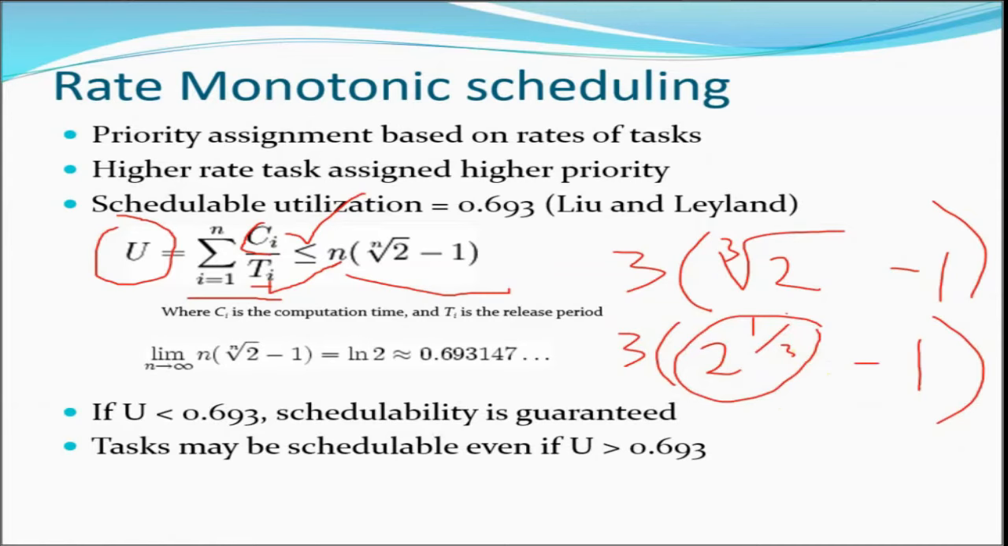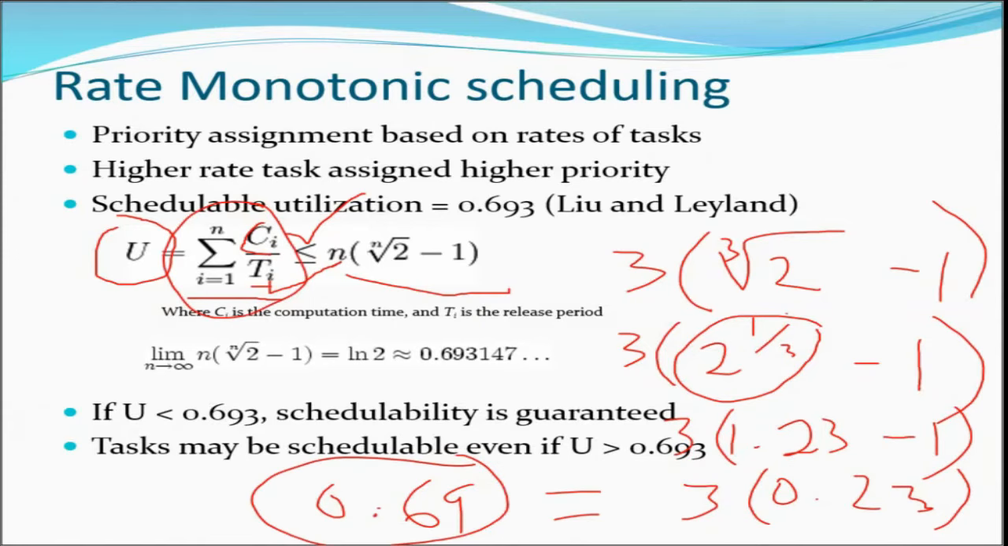So what it means is that you have 3, times 2 to the power 1 over 3. Anybody enter that on your calculator? Then you have minus 1, still times 3. So this should give you like 0.23, times 3. Okay, if the left hand side value is less than, so for example, if U is less than 0.69, then we say the schedulability is guaranteed. It means the system can be scheduled, right? But if it's greater than, we say the system may be schedulable.